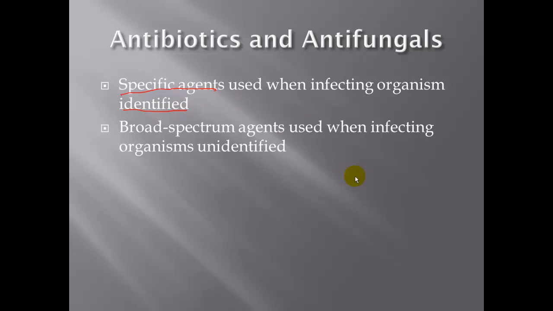Now this is where if you have somebody that's septicemic, the blood cultures come back and they can identify a specific organism. Broad spectrum agents are used when infecting organisms are unidentified. So if you don't know what it is, you kind of cover all your bases. So these are going to be multi-spectrum antibiotics that are utilized whenever you don't exactly know what the invading organism is.